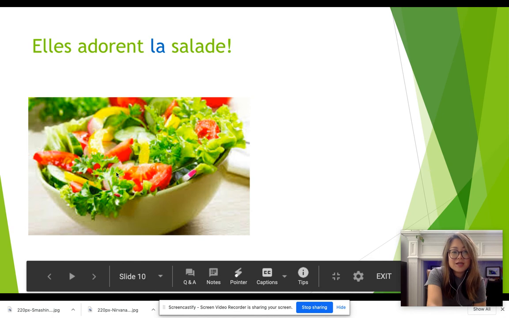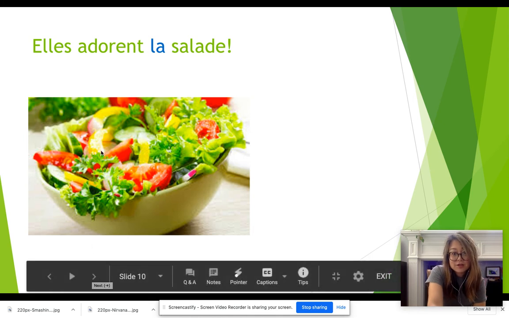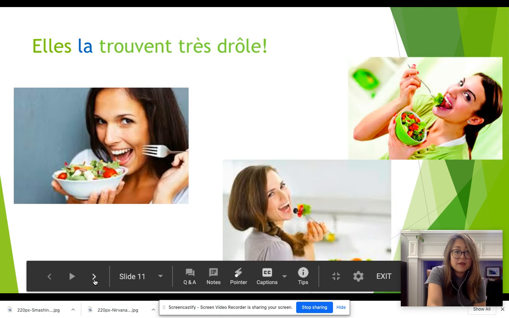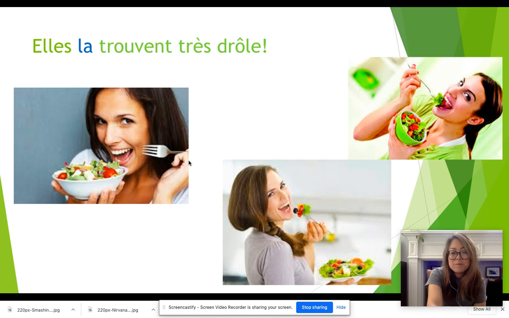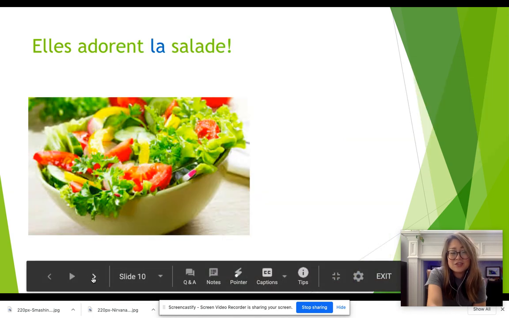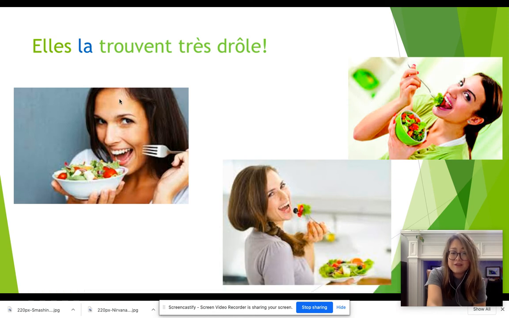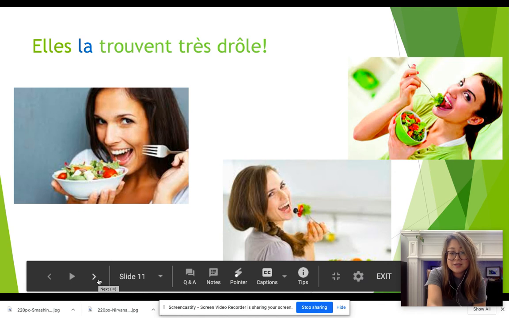Elles adorent la salade. They love salad. La salade, c'est féminin. And again, it's a general like or dislike, so we have the la in front of it. Elle la trouve très drôle. So this is kind of weird, but you know, there's all these stock images of women laughing while they eat salad on the internet. So, elle la trouve très drôle. They find it very funny. And it's la because salade is feminine.